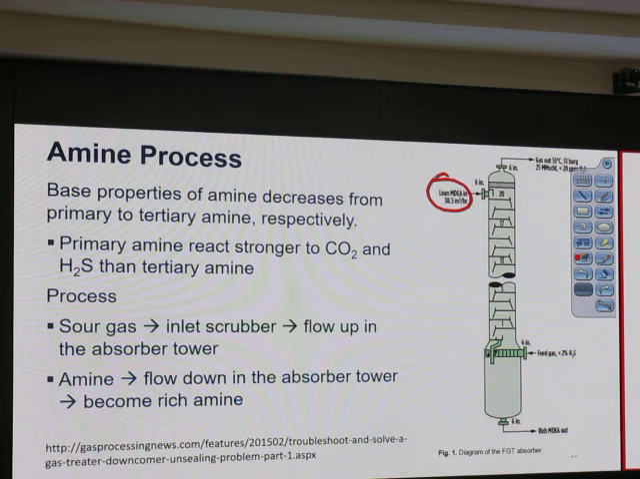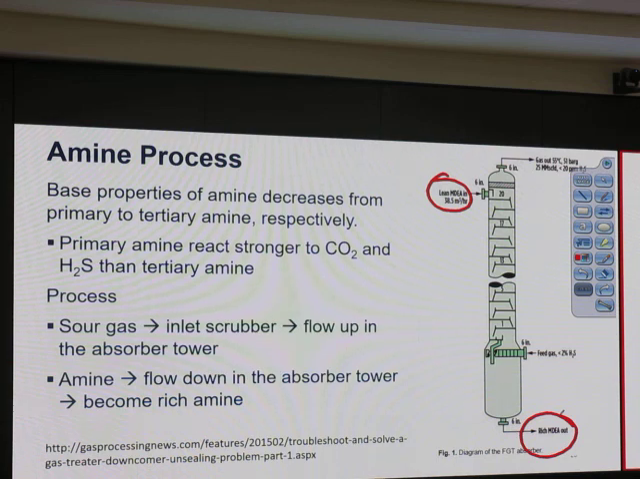In the exam you have to answer this, you know that, right? Lean amine means amine with no acid. When it's going down, it becomes rich MDEA. Rich means a lot of H2S is inside. So how do we regenerate it? We have another tower, and heat it up.